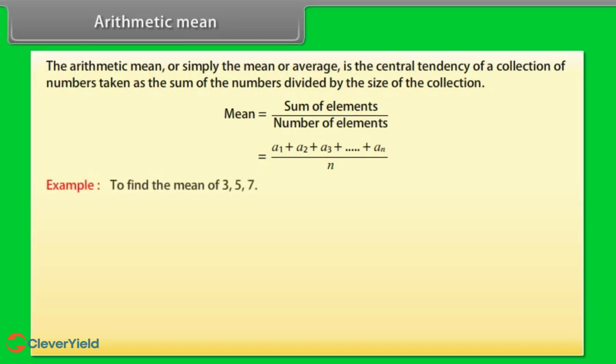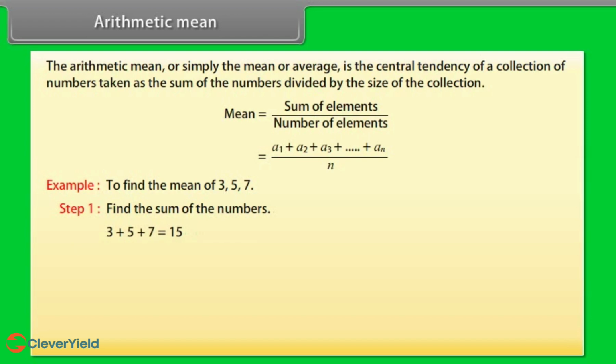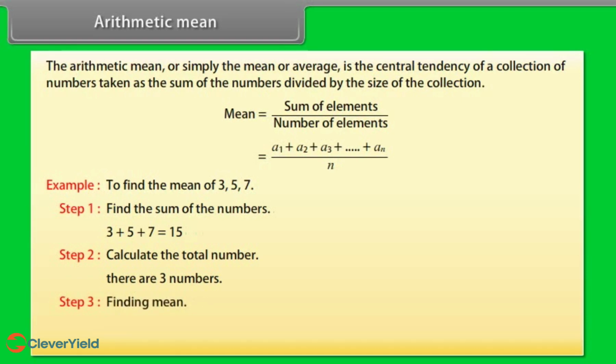Example: to find the mean of 3, 5 and 7. Step 1. Find the sum of the numbers, that is 3 plus 5 plus 7 is equal to 15. Step 2. Calculate the total number. There are 3 numbers. Step 3. Finding the mean. 15 by 3 is equal to 5.